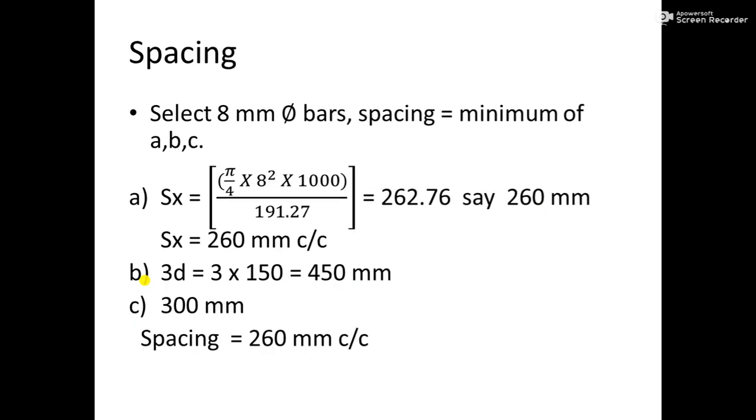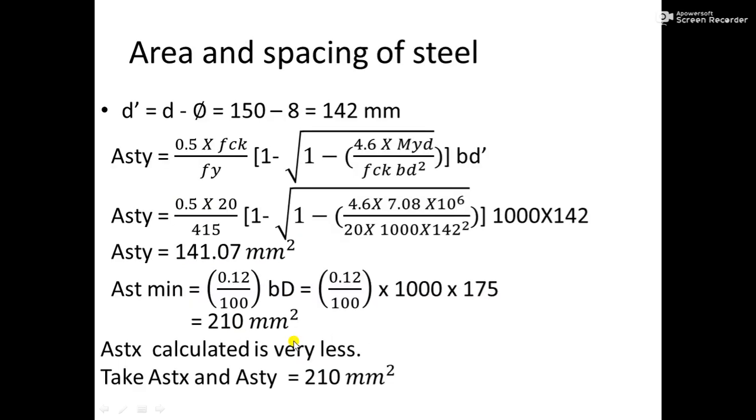Then its spacing. Using 8 diameter bars, spacing required is the minimum of the following, that is spacing along x direction, width into area of one steel bar divided by total area of steel, or 3d or 300, whichever is minimum. So minimum is 260, so use the spacing of main steel bar as 260 center to center.